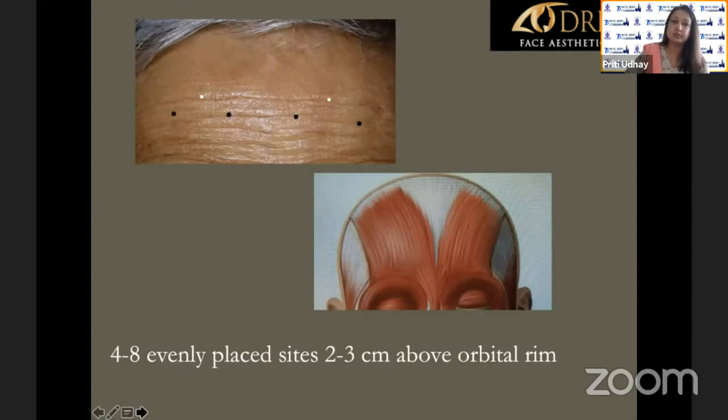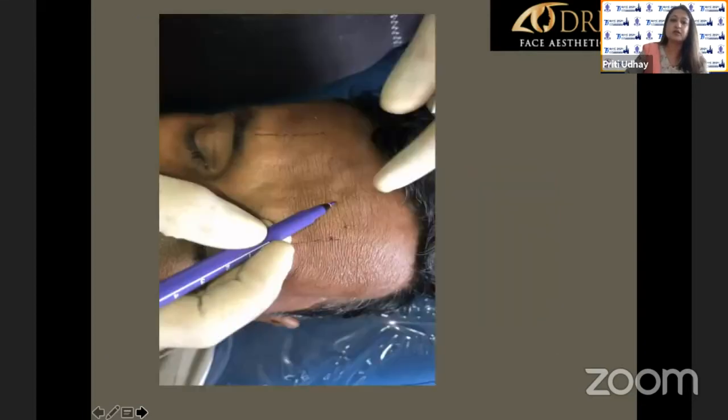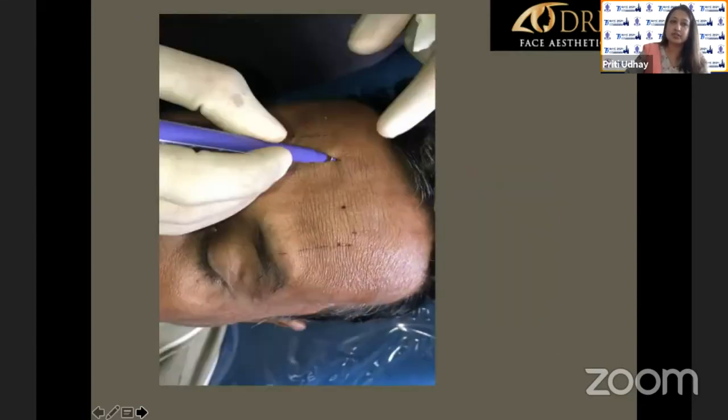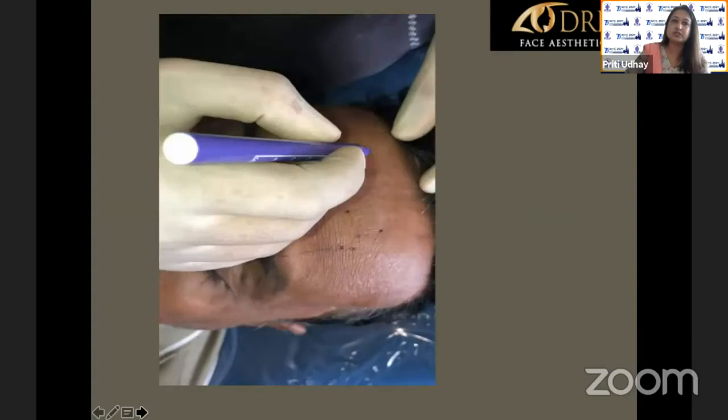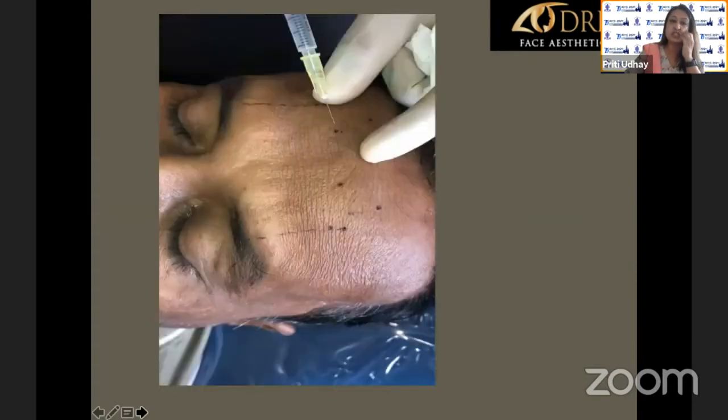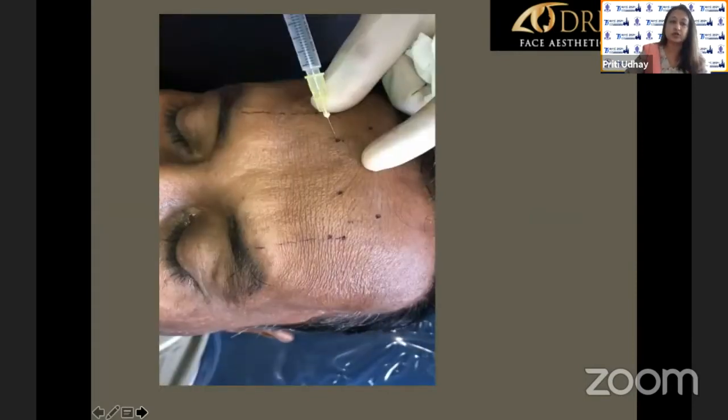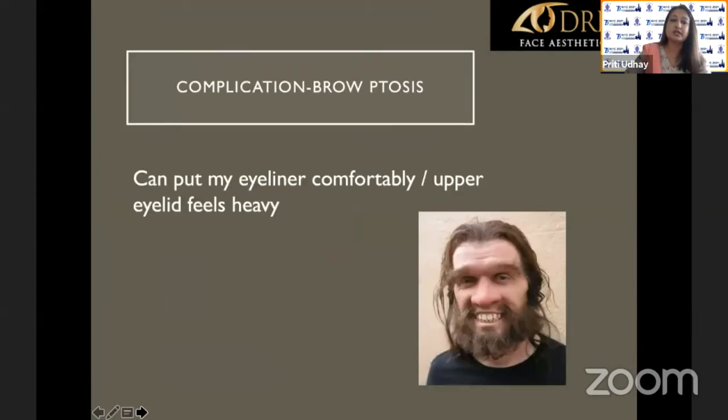Also do not come within 2 centimeters. Keep the 2 centimeter area above the orbital margin clear of the injection so that you don't cause a brow droop. We don't go outside the mid-pupillary line because you want the lateral part of the brow to be raised and give that arched appearance. If you go too laterally, you will have this kind of a caveman appearance.